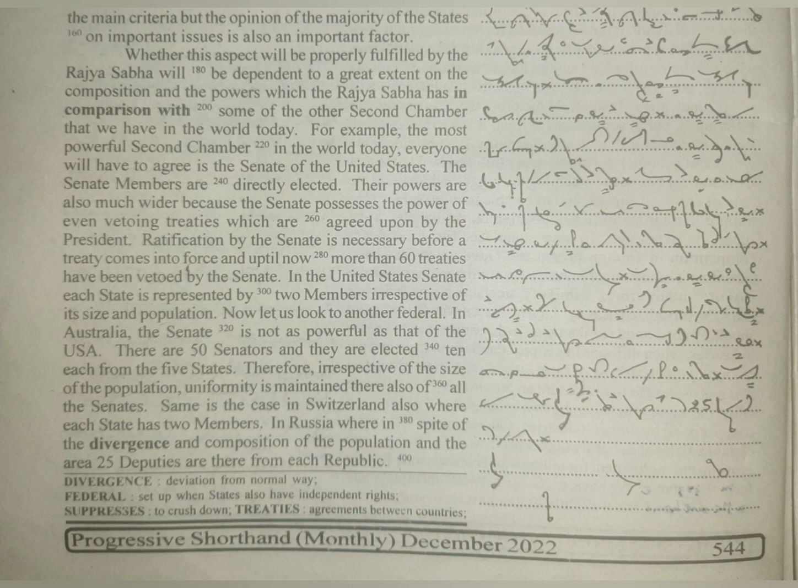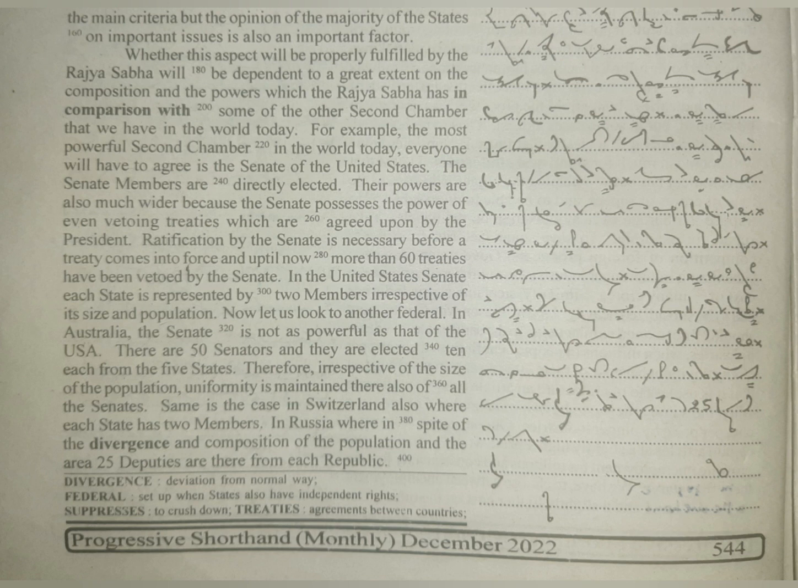For example, the most powerful second chamber in the world today, everyone will have to agree, is the Senate of the United States. The Senate members are directly elected. Their powers are also much wider because the Senate possesses the power of even vetoing treaties which are agreed upon by the President. Ratification by the Senate is necessary before a treaty comes into force, and up till now, more than 60 treaties have been vetoed by the Senate.